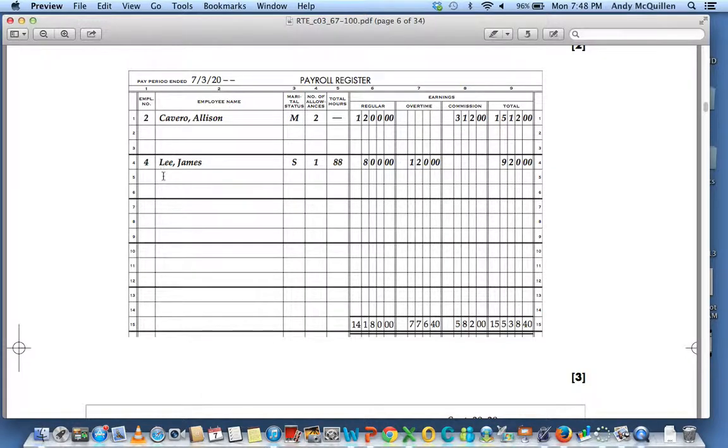And then it tells you on line 4, Lee James, single, 1 allowance. Total hours is 88, which then you have to figure out regular time versus overtime. So $800. Then you do your overtime, you get $120 for a total of $920. And that should be part 2.